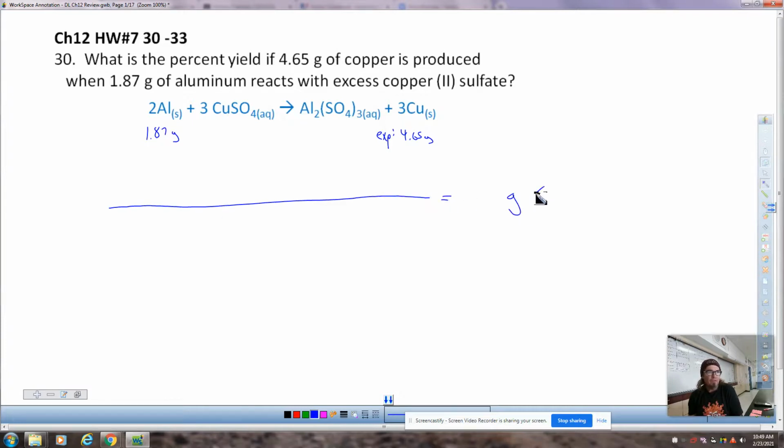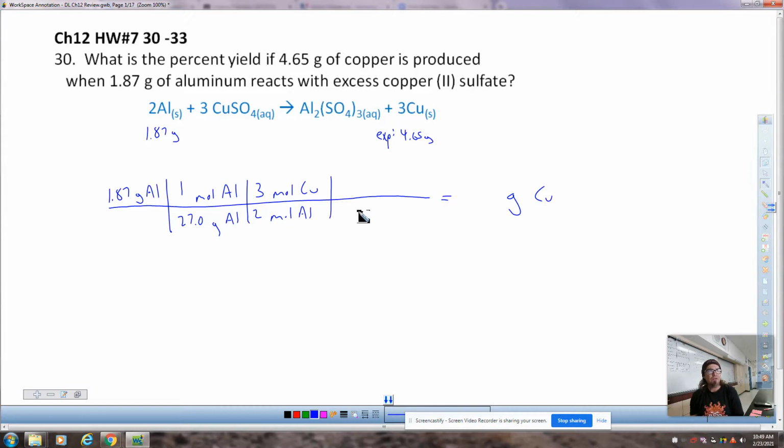Getting into grams of copper is where we want to go, and we're going to start with the 1.87 grams of aluminum as our starting point. So, like always, get out of grams of aluminum, get into moles of aluminum. Periodic table tells you 27.0 grams per mole. Then use the balanced equation to switch from moles of aluminum into moles of copper. Balanced equation says 2 aluminums will produce 3 coppers.